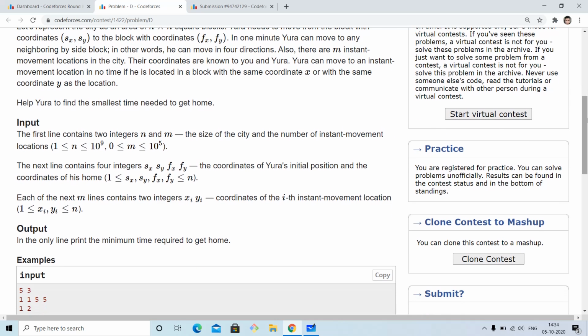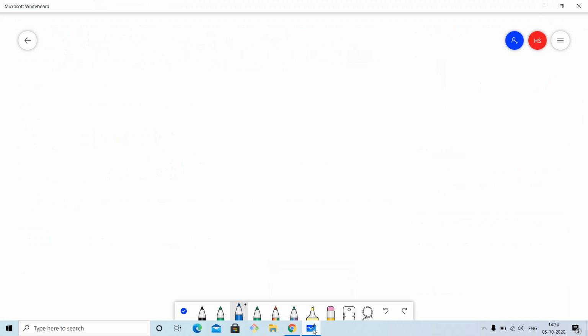So the constraint is that n is from 1 to 10 to the power 9, which is huge, and the number of magical locations m is up to 10 to the power 5. We can use this information to solve this problem. So let us try to understand this problem on the whiteboard.